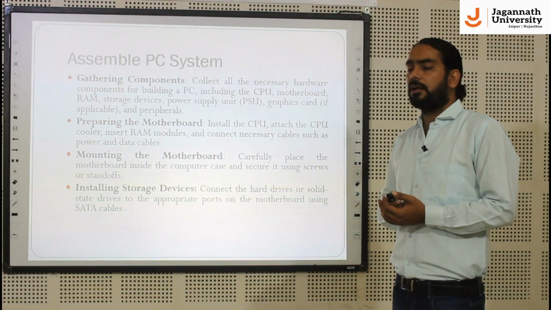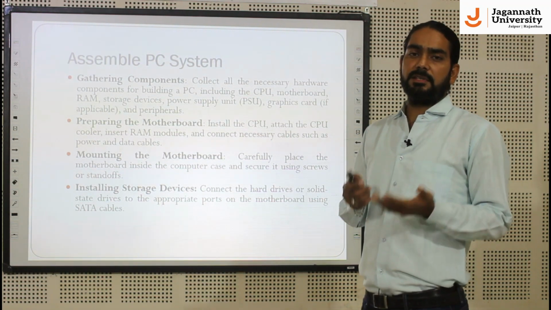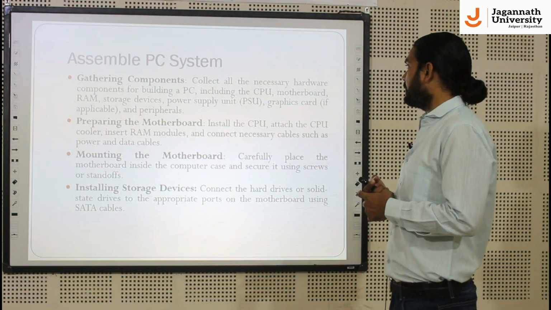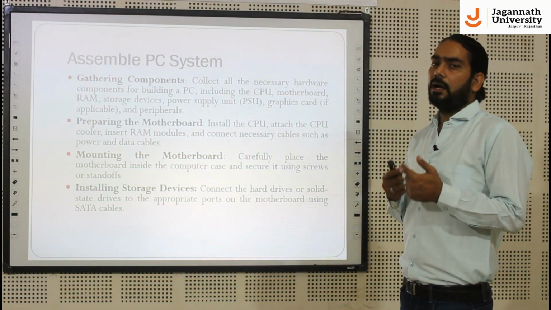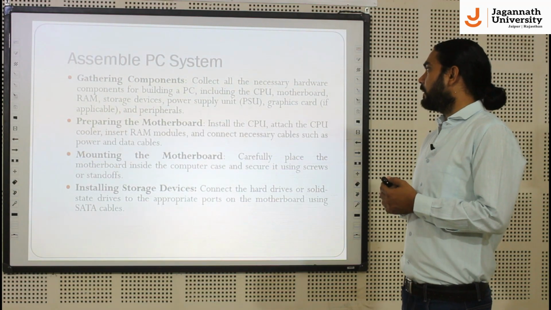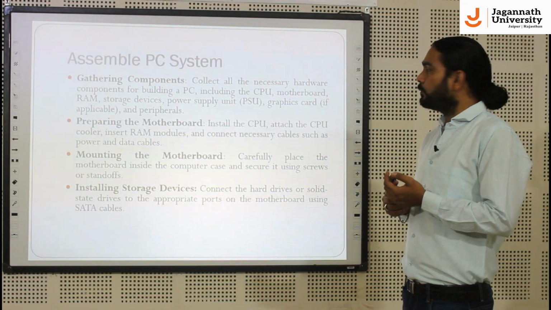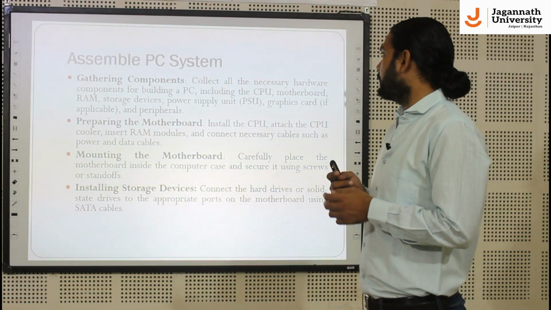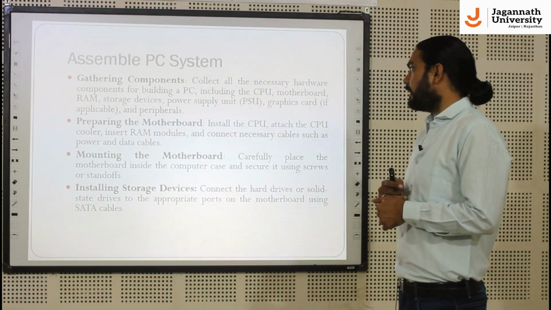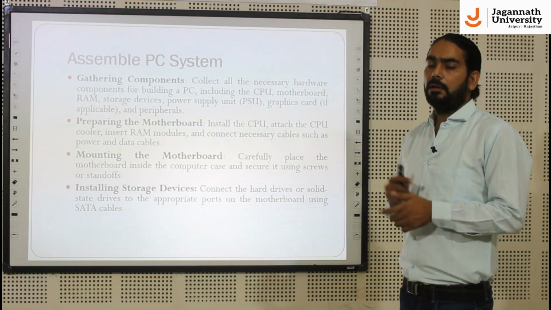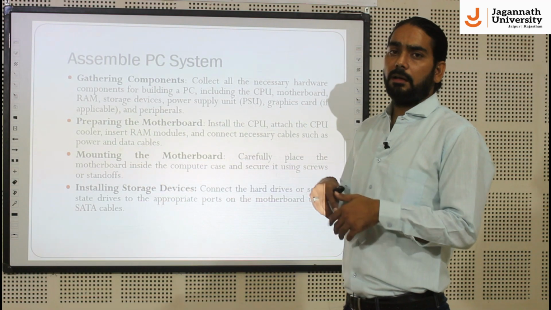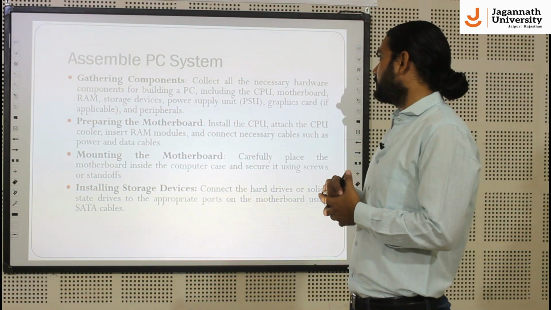The first one is gathering components. Components are the basic parts of the computer. When we talk about gathering components, the necessary hardware devices include the CPU, motherboard, RAM, storage devices, power supply units, graphics card, and the peripheral devices. After assembling these components, we can manage our systems.